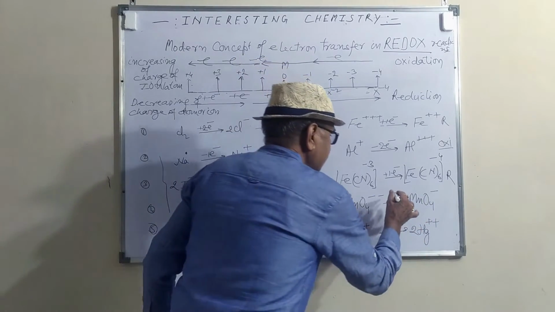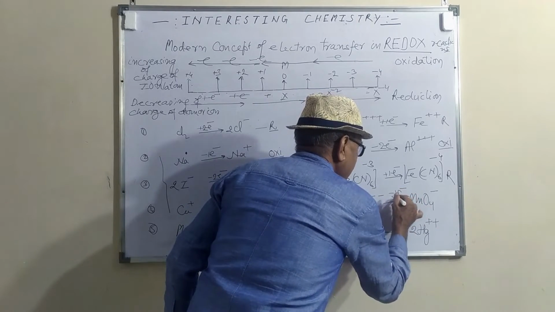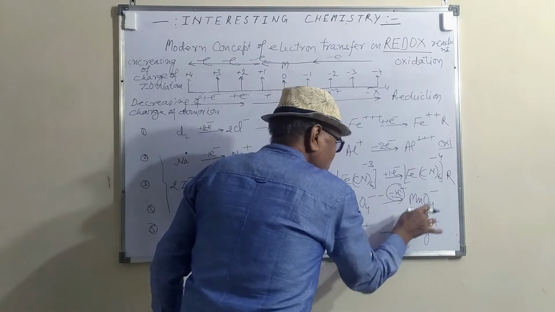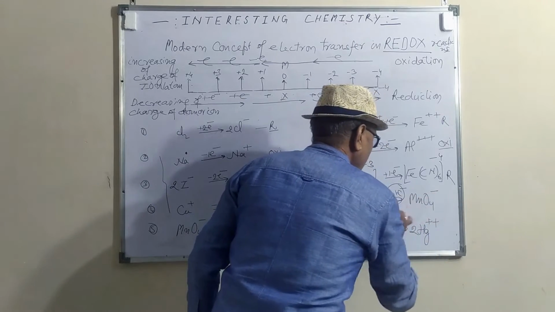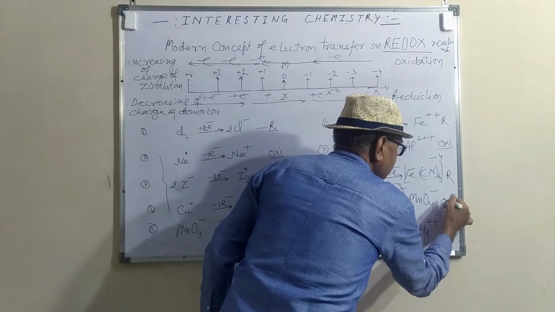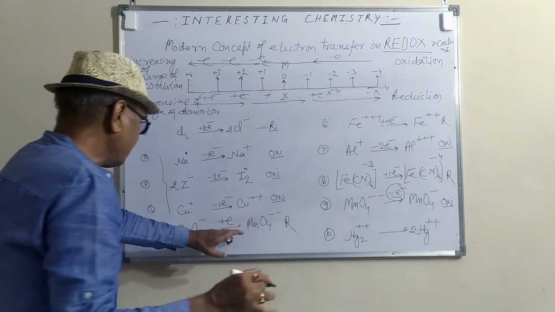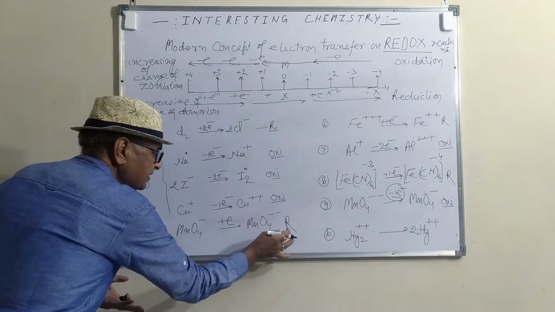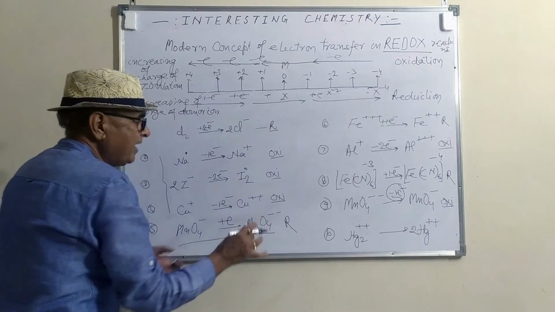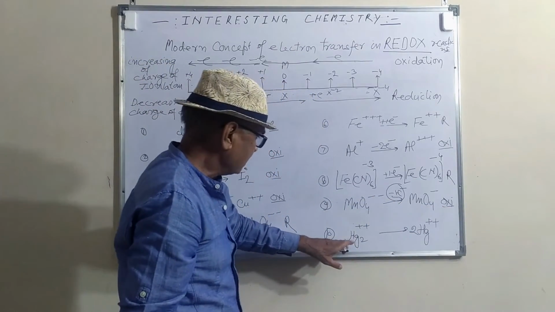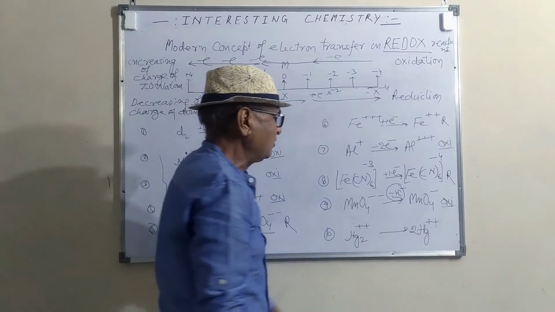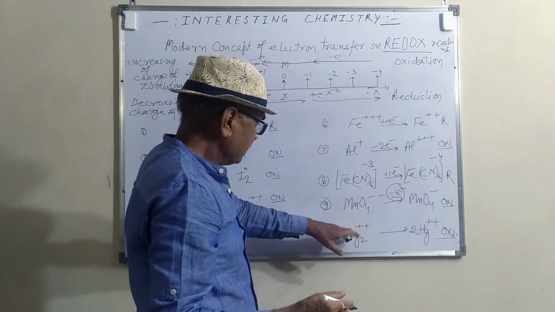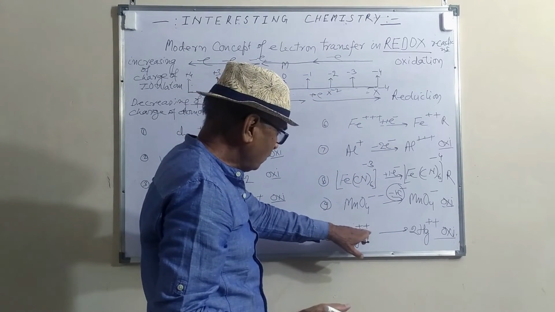Here minus 2 and minus 1 means minus 1 electron. It means MnO4 is losing 1 electron, so it is a case of losing, oxidation. I have written this equation in reverse to the earlier equation, so one is an example of reduction and the other is an example of oxidation. And this is mercurous and this is mercury, again oxidation.